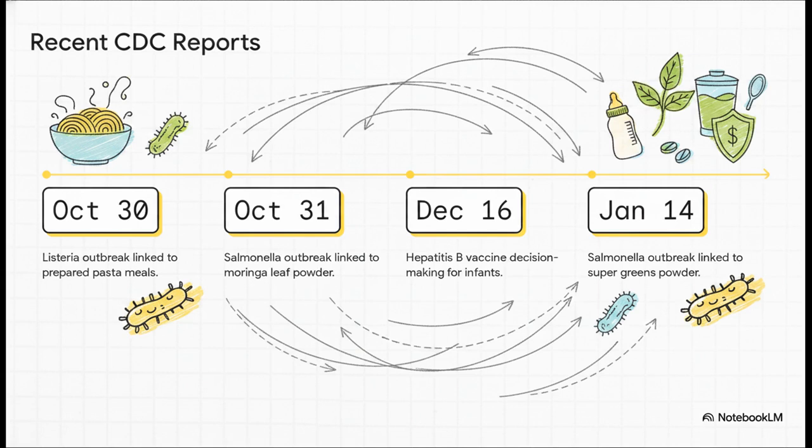By mid-December, the machinery shifts completely from foodborne illness to viral prevention, rolling out new individual-based decision-making guidelines for hepatitis B immunizations for infants, and then, bam, by January 14th, they are right back on the food safety beat, tracking another salmonella outbreak, this time in super green supplement powders. The surveillance is constant, it's rapid, and it covers an immense variety of threats across an entire nation.